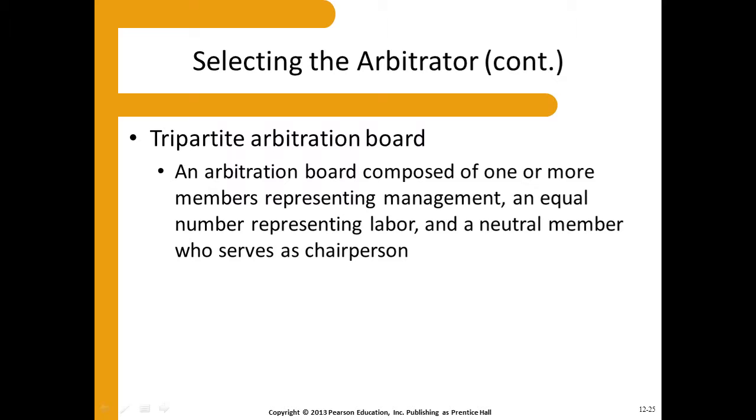And so up until now, we've really discussed the role of an arbitrator as if we had one single person arbitrating a grievance. There can also be situations where multiple arbitrators are needed. In that case, we establish a tripartite arbitration board, which usually has one or more members selected by management, an equal number of members selected by labor, and a neutral member who serves as the chairperson. The labor and management members obviously act as partisans or advocates for their respective sides, and in essence, the neutral chairperson becomes a single arbitrator.